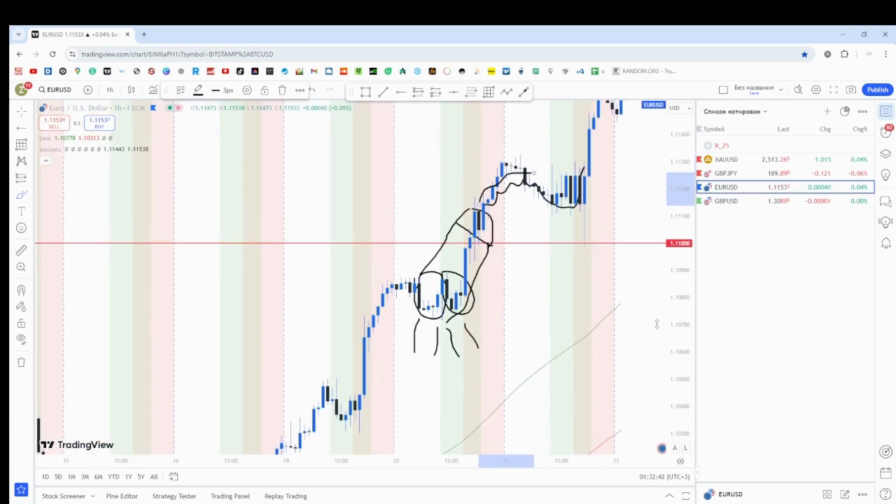So basically, this forex trading strategy is called about to come money, about to come. Exactly.